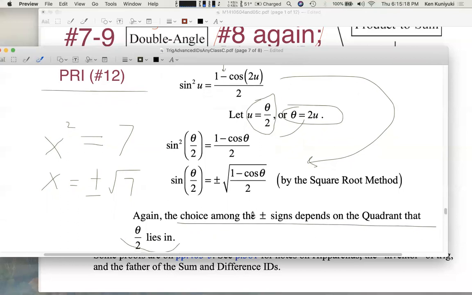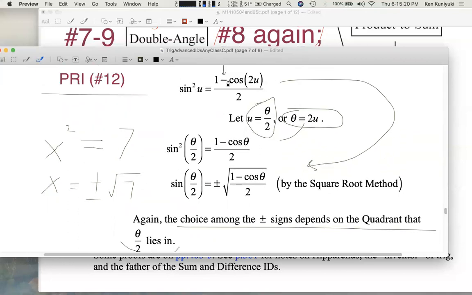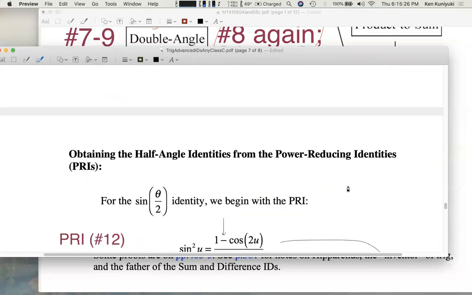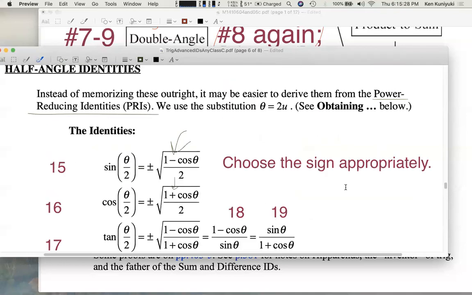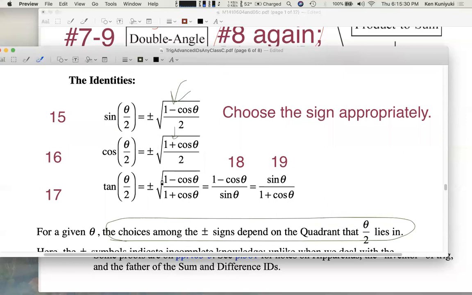It's a similar deal for cosine, right? I mean, cosine squared of u had a plus sign, so therefore you had a plus sign for the cosine version. And for tangent, you take the quotient. Okay, so 15, 16, and 17 should make sense. But now, how do you get from 17 to 18 and 19? Well, I'll talk about the verification of that in a later video, maybe a later day, in fact.